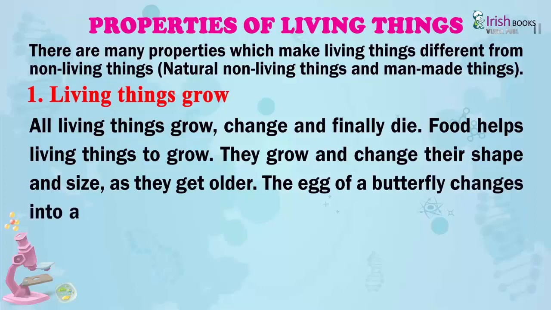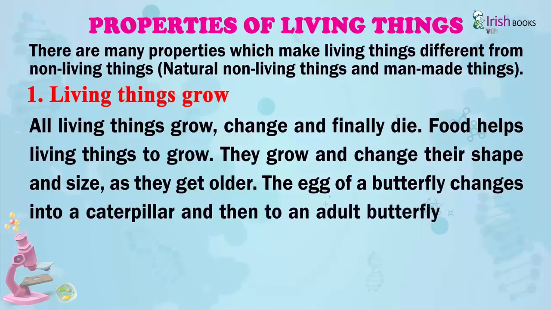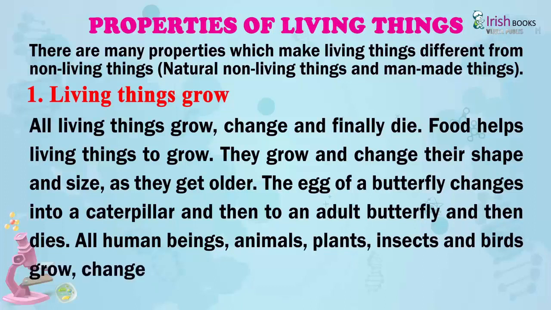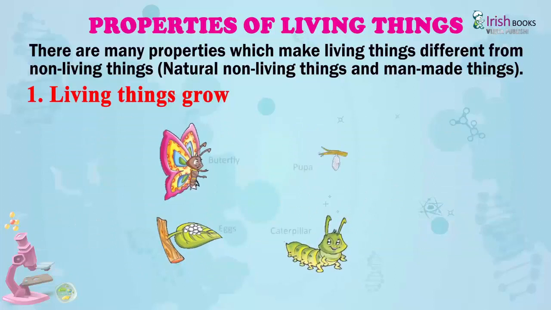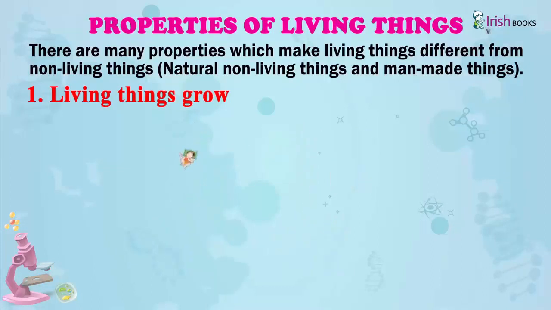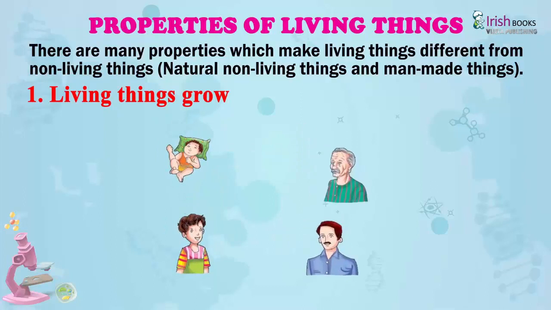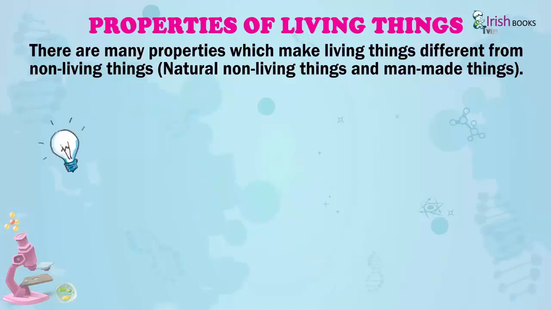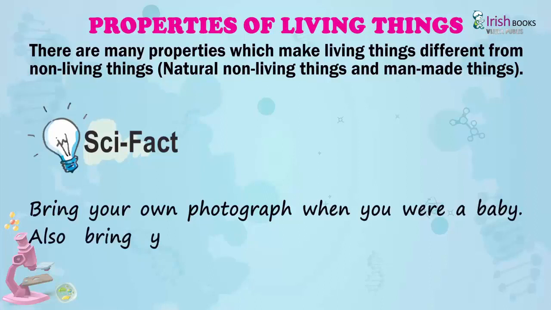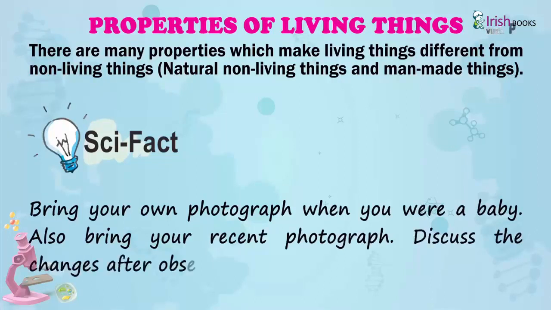The egg of a butterfly changes into a caterpillar and then to an adult butterfly and then dies. All human beings, animals, plants, insects and birds grow, change, and then die. Scientific fact. Bring your own photograph from when you were a baby. Also bring your recent photograph. Discuss the changes after observing.